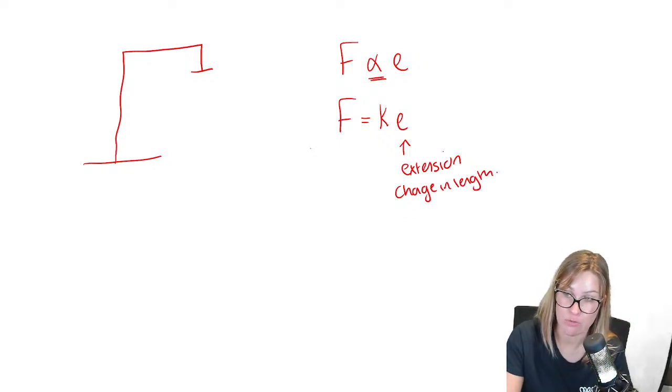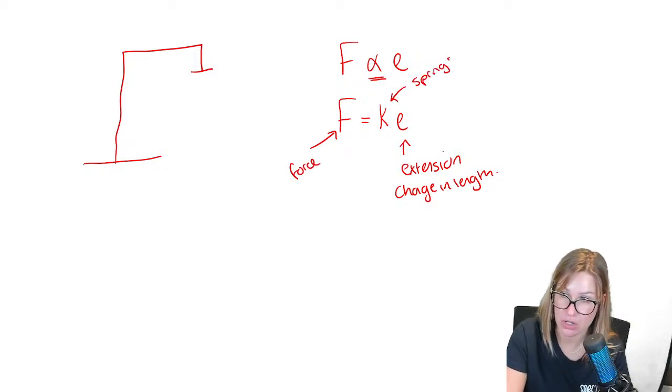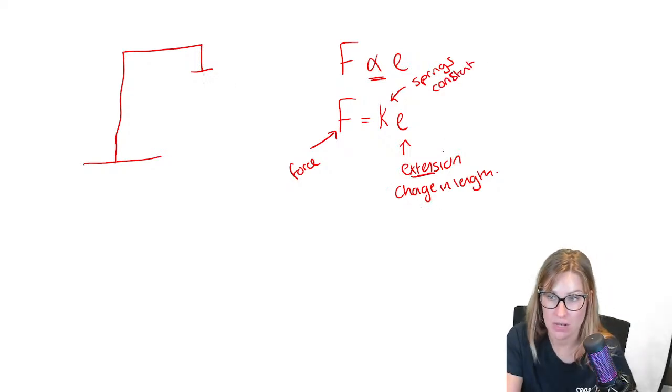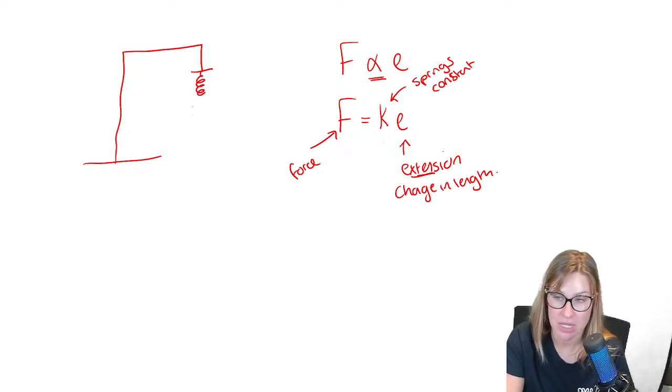So what we're saying is if we apply any force to a spring, because the constant becomes the spring constant, we're going to get an extension or a change in length. So let's say we've got a spring hanging here. If we pop any mass on it, let's say 100 grams, we know gravity tries to pull that mass down.